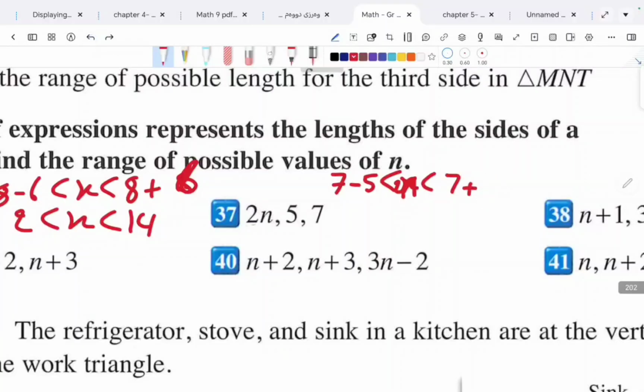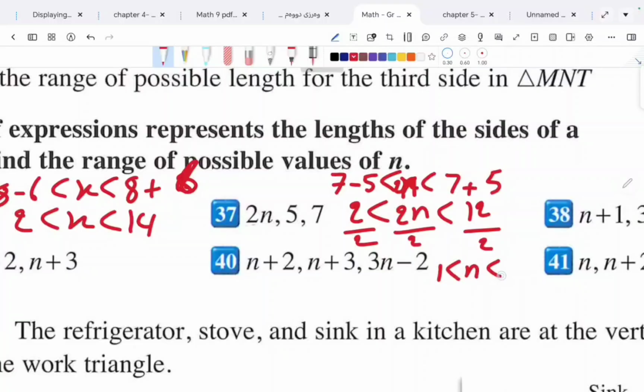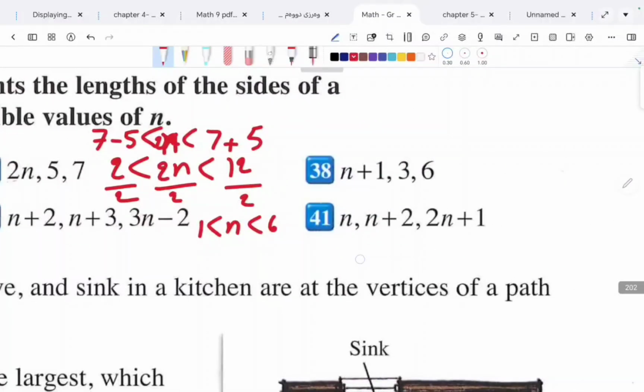Okay. 7 minus 5, it is 2. We have 2n. 7 plus 5 equals 12. How to get rid of 2 next to n? Divide by 2 on each side. So it's between 1 and 6.